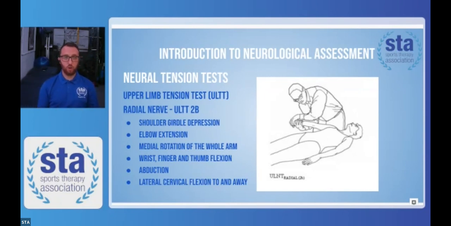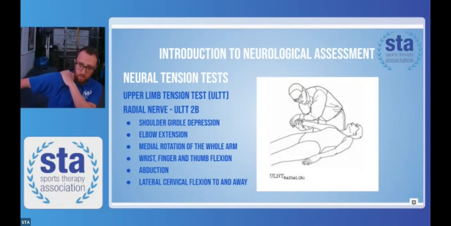Once again, start with shoulder girdle depression, elbow extension, medial rotation of the arm, wrist and finger and thumb flexion. So you're going the opposite way. If you think of where your radius is, going down here, what you're doing is stretching and moving it away. So you're trying to elongate that radial nerve, and then you move into abduction. So we are tensioning it from there, and then moving away. The idea is the two ends move further away.